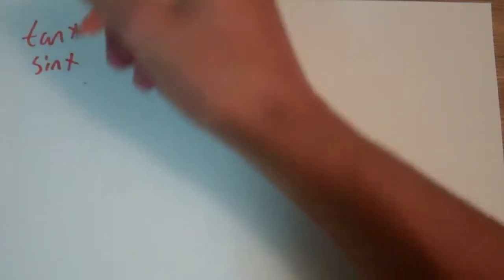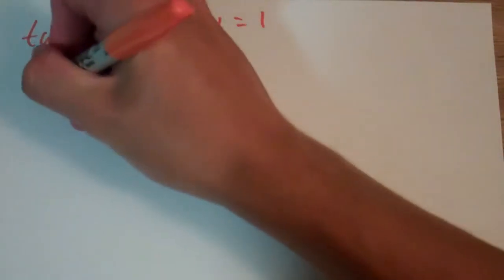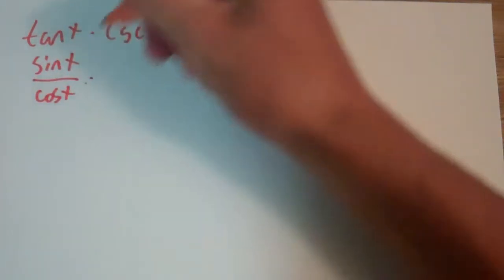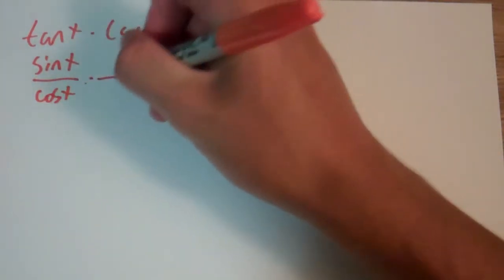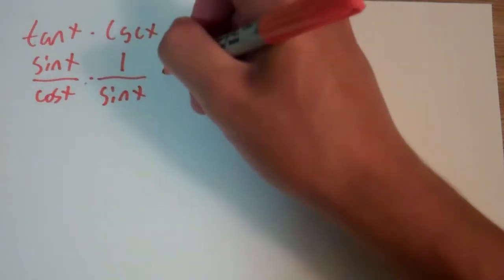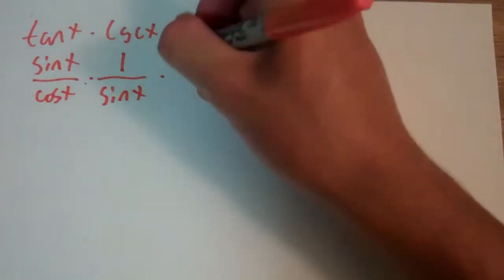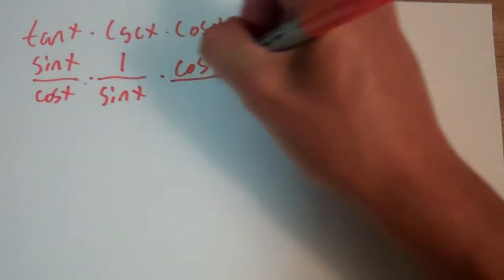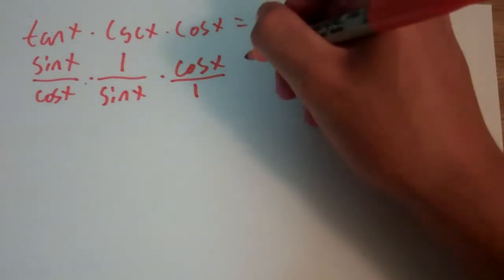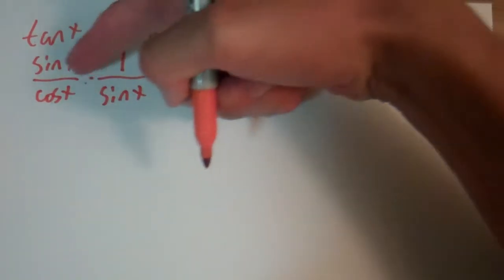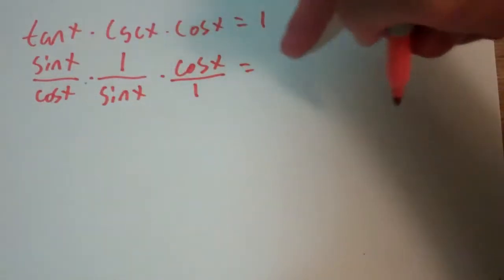Okay, so tangent x is really just sine x over cosine x, right? Times, what is cosecant x? Well, cosecant x is 1 over sine x. And cosine x is just cosine x. We can write that over 1, doesn't really matter. So we want to see if this is equal to 1.